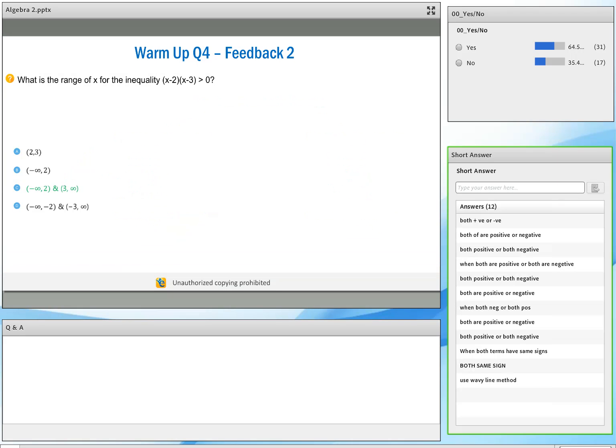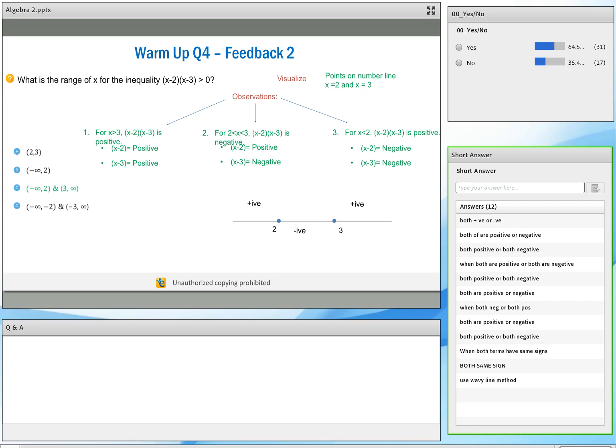Now the same question can be solved utilizing the wavy line method, and I'm just going to walk you through that. The details of the wavy line method have been included in an article which I'll share with you. Essentially what you do is you plot the points 2 and 3, which are the roots of this inequality, on the number line, and then you figure out in what range you have these 3 segments.